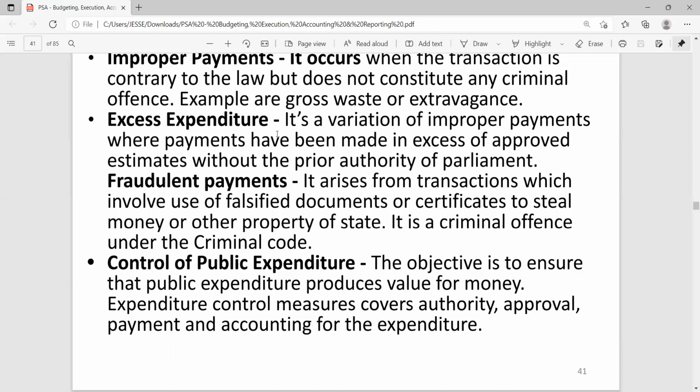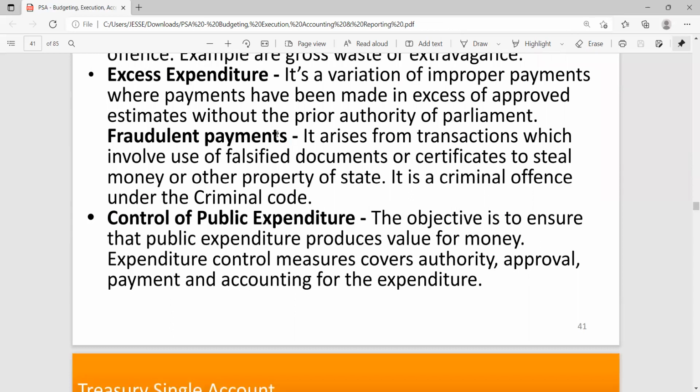Expenditure control measures cover authority, approval, payment, and accounting for the expenditure. These words are very, very important, so it's important to understand them. Every expenditure has to go through these things: authorization, approval, payment, and proper accounting.